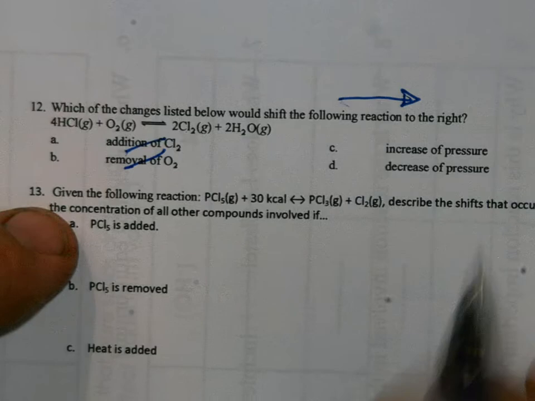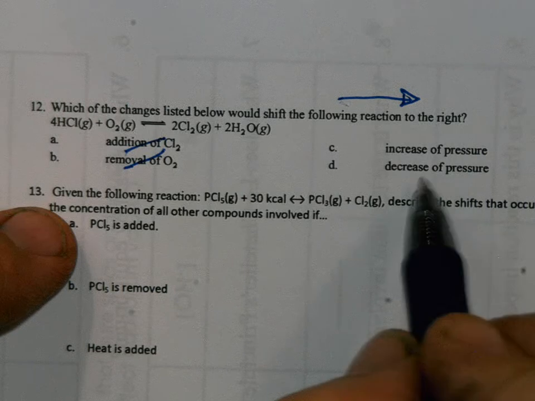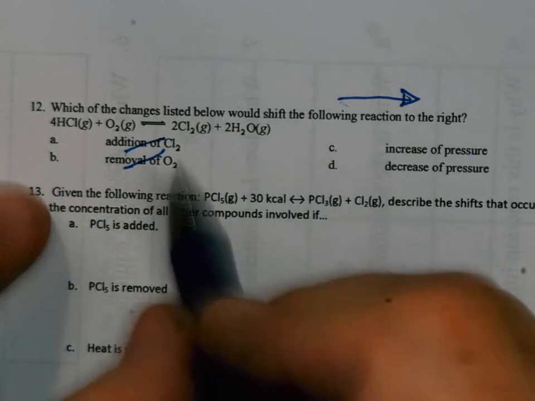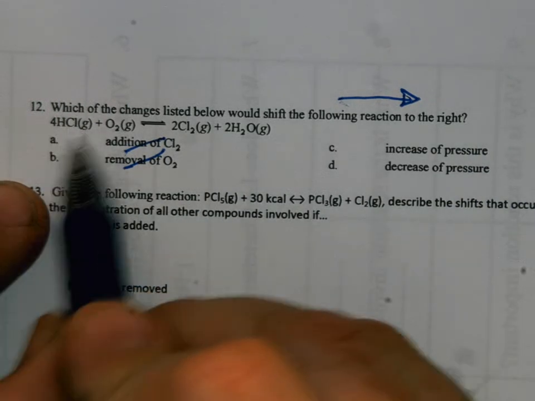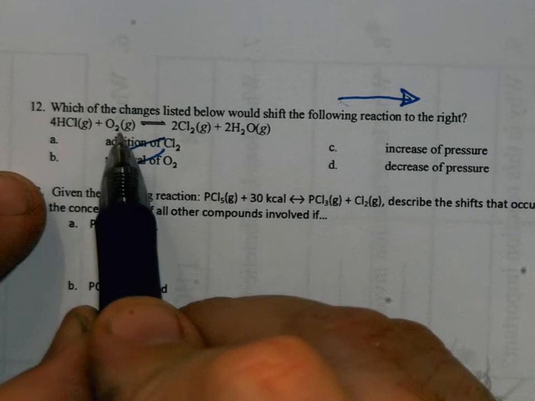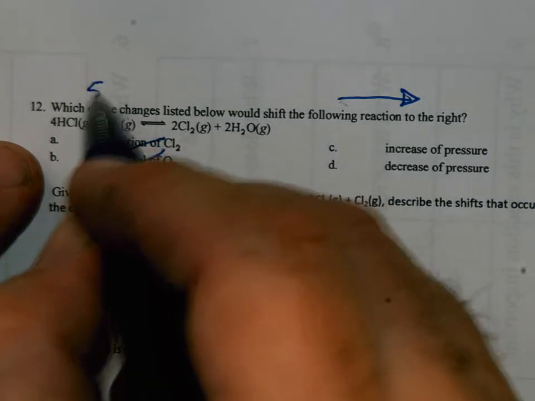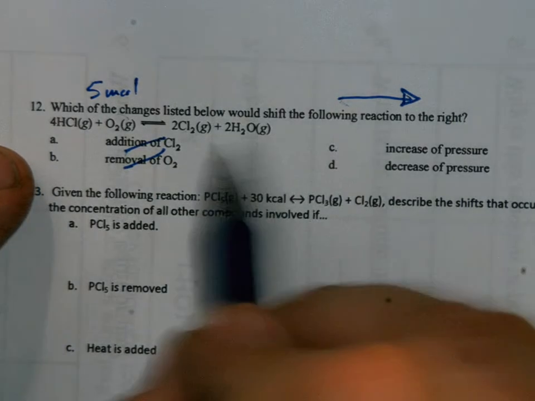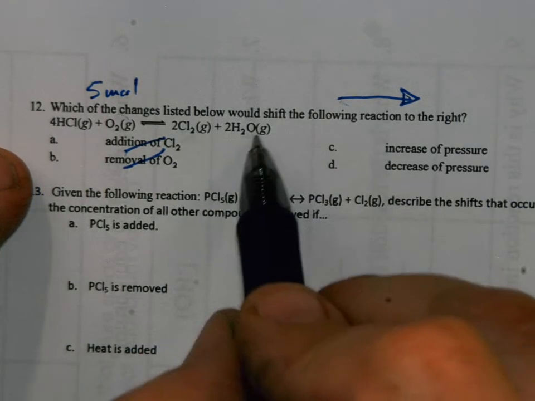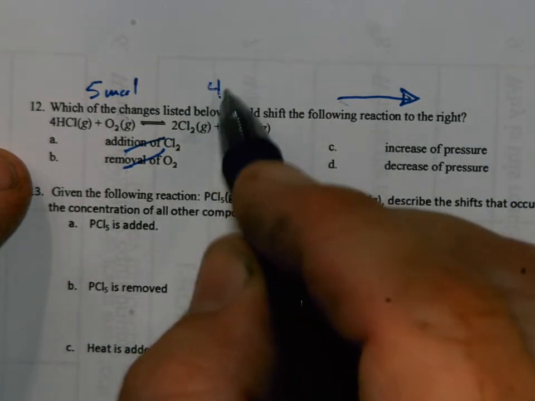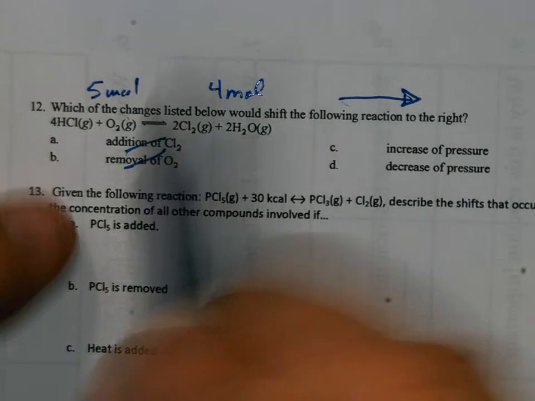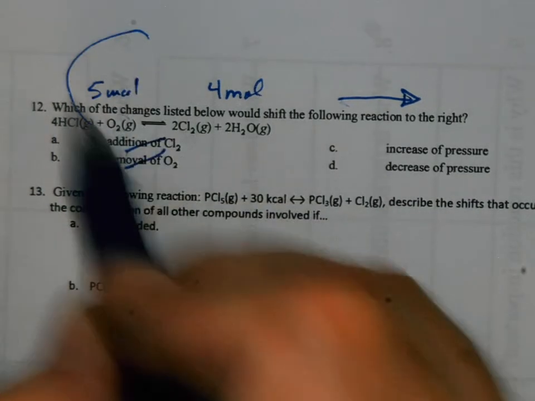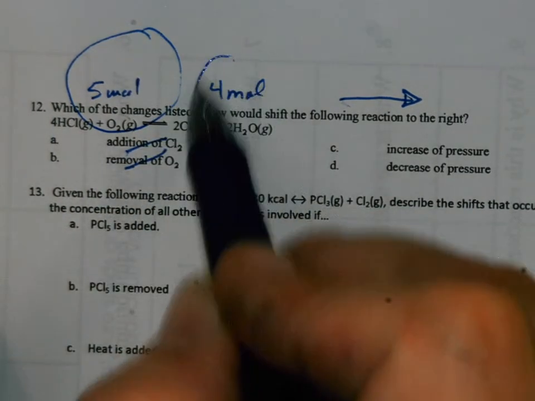No. Okay, let's see. If we increase the pressure, decrease. Oh, okay, we got to look at the gas moles. 4 moles of HCl gas, 1 mole of oxygen gas. We have 5 moles of gases on this side of the equation. Over here we have 1, 2, 3, 4 moles of gases. So we have more moles of gas. This would be a bigger bubble of reactant gases than this one.